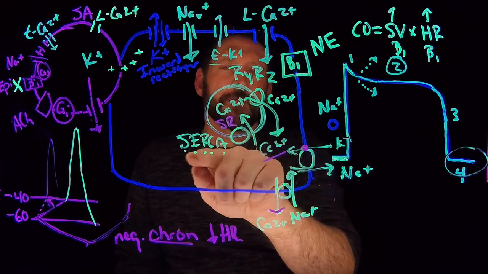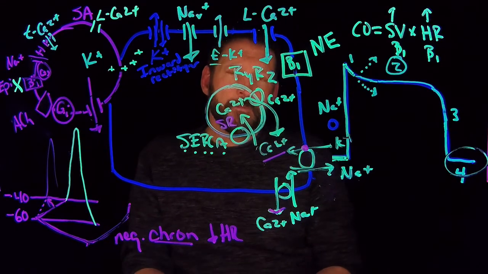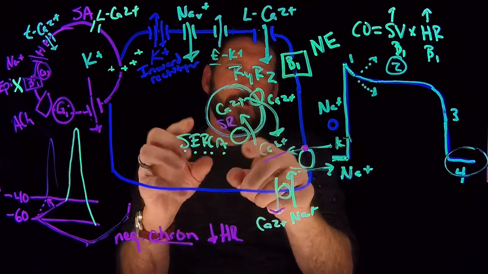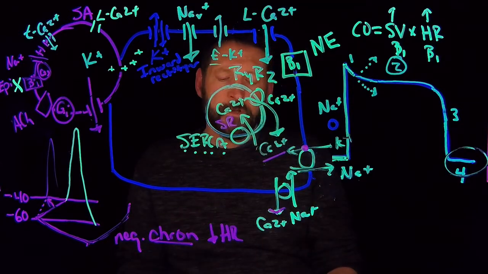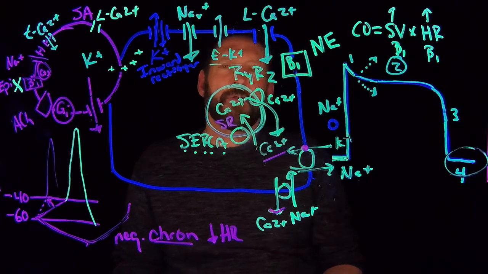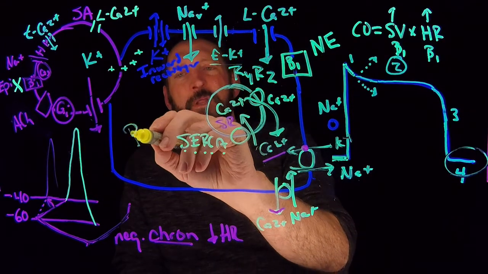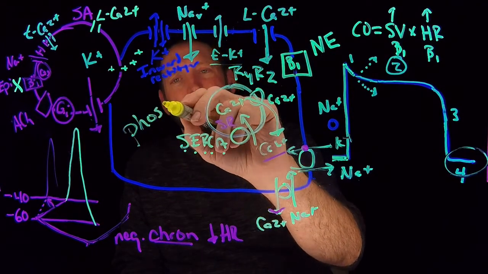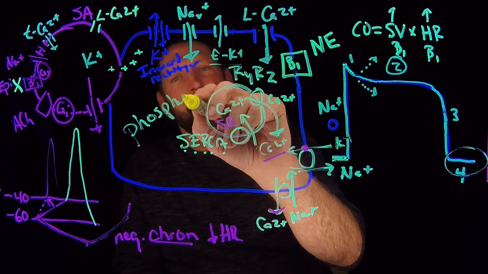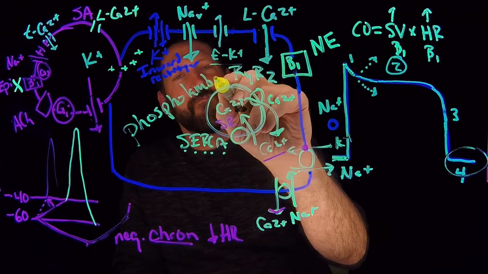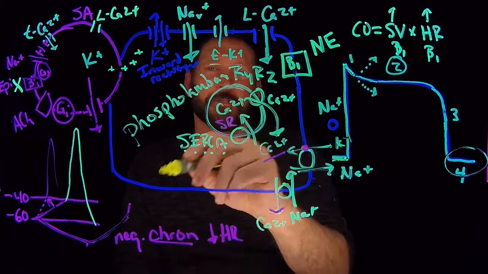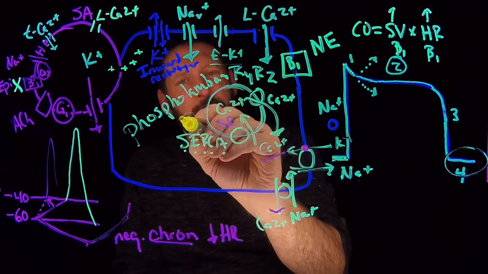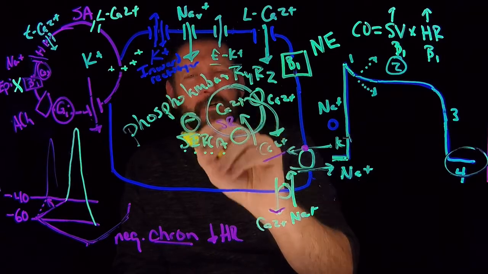We're going to look at the SERCA pump here. Now, the SERCA pumps are pulling calcium out of the cytoplasm here and putting it back in the sarcoplasmic reticulum. But there's this thing called phospholamban. What phospholamban does is it kind of inhibits the SERCA pump. So phospholamban is inhibitory to the SERCA pumps.